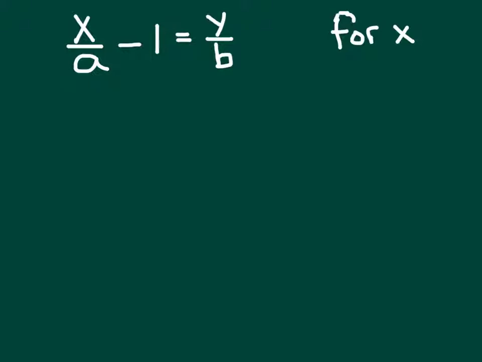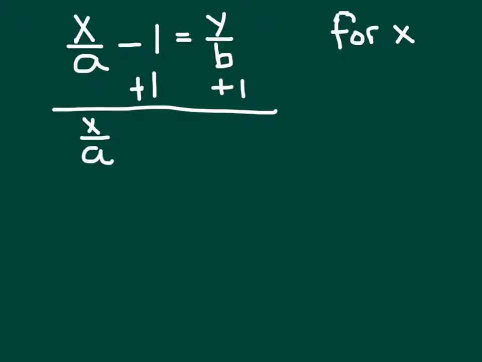In this equation, we've got x over a minus 1 equals y over b, and we're solving for x. So this time we want, as always, the x to be on one side and everything else to be on the other side. So what we're going to start out doing is taking care of this 1. So we'll add 1 to both sides. That gives us x over a. These cancel each other out, and you're left with y over b plus 1.